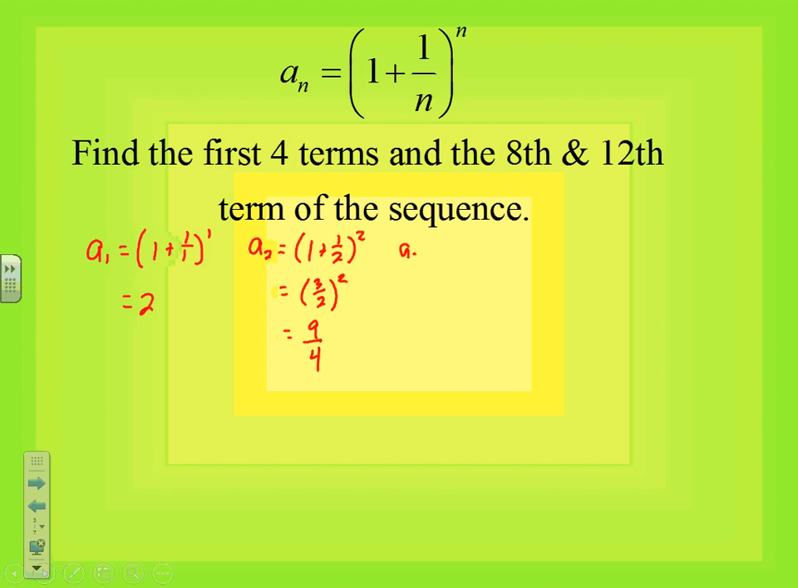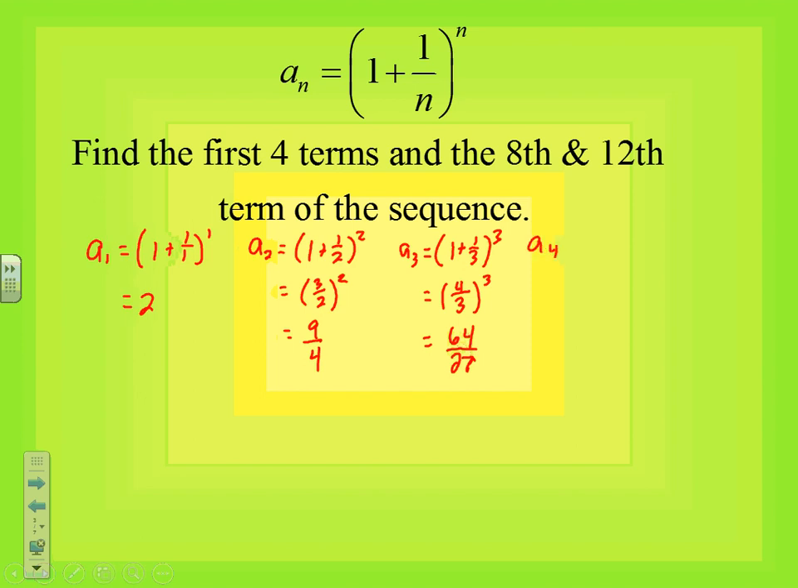So next one, A of 3, and just substitute your number and simplify the expression. So we're going to say 1 plus 1 over 3 to the third power. Well, 1 plus 1/3 as an improper fraction is 4 over 3 cubed. Well, 4 over 3 cubed gives me 64 over 27. And again, just type that one into your calculator and see what kind of decimal number you get. It's not going to be a very good one.